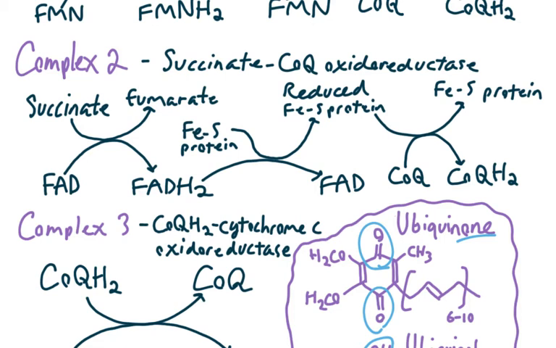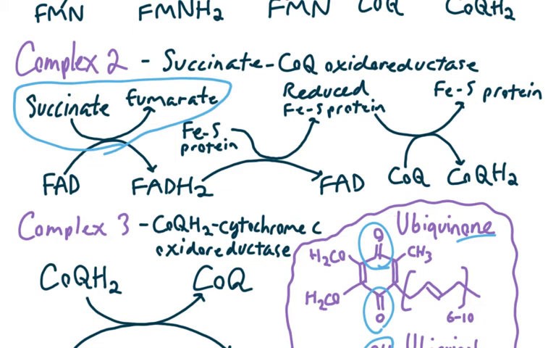So this is actually a component of the citric acid cycle where we had succinate and we turned it into fumarate. And when that happened, it happened because we were oxidizing succinate. And in oxidizing succinate, we were able to reduce FAD into FADH2. And so this complex 2 actually is playing a role. It's that enzyme that we saw in the citric acid cycle, succinate-CoQ oxidative reductase.